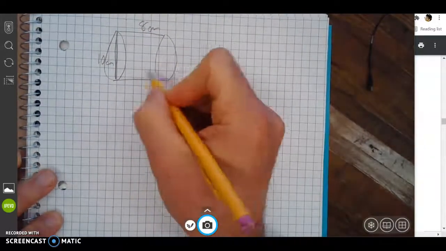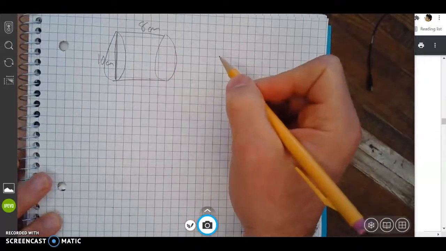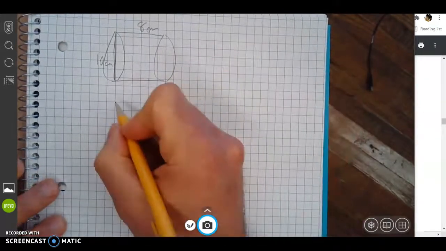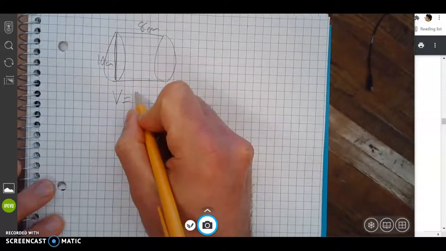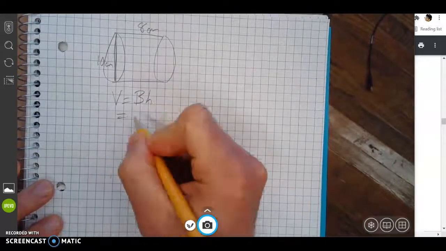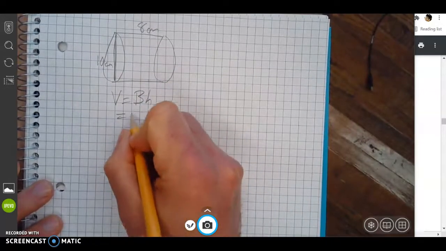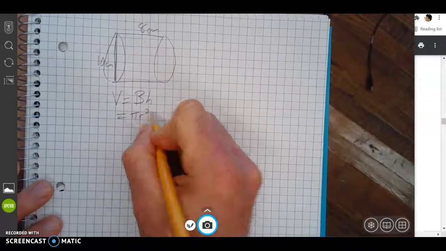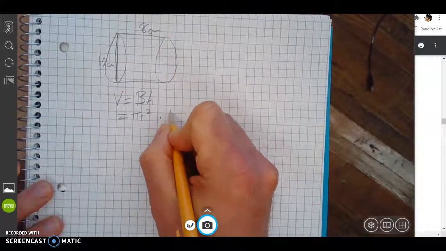Okay, what's the volume of this can? That's what you want to know. So the volume of the can. So volume is area of the base times the height. What's the area of a circle again? Yeah, pi r squared times the height.